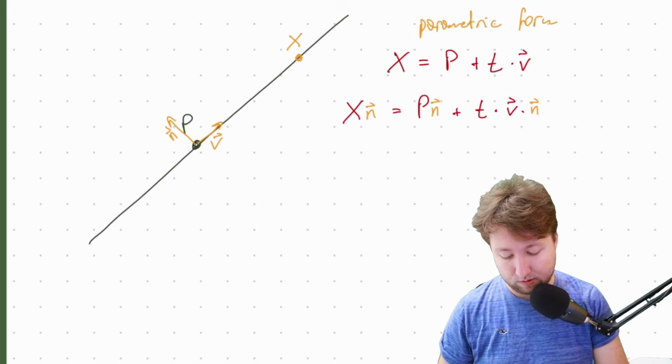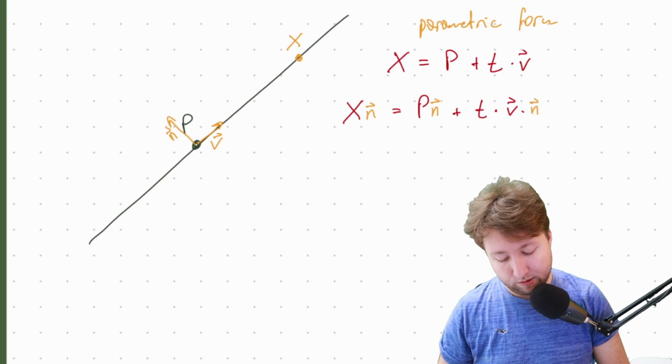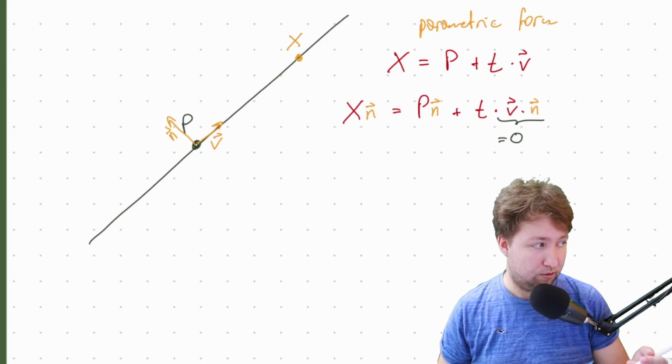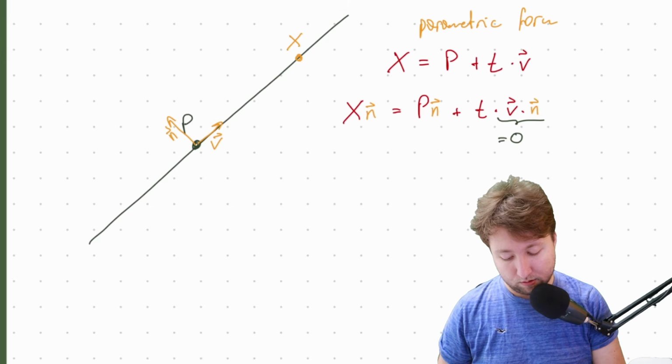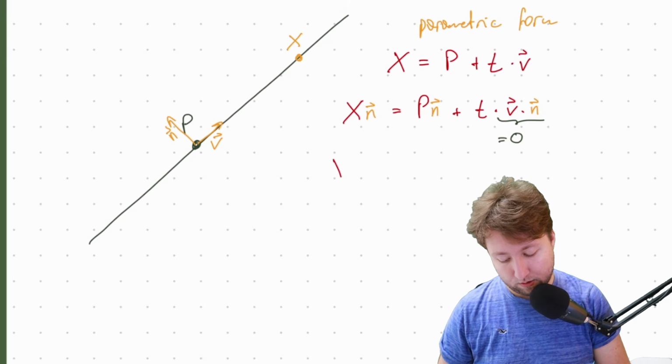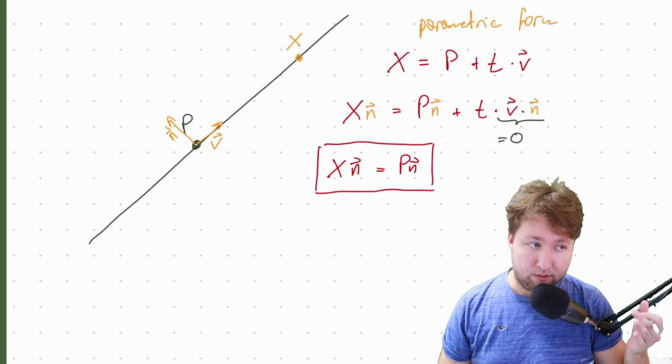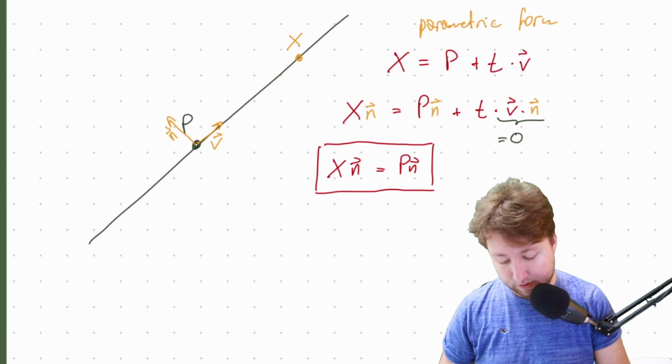So this means, in this case here, that this term over here is 0, which means that this equation here, after multiplying with the normal vector, results in xn equals pn. And this equation here is what is known as the normal equation of a line. This is a very useful equation. It tells us that the dot product of any point on the line with the normal vector of the line will yield the same number. This here on the right hand side, Pn.